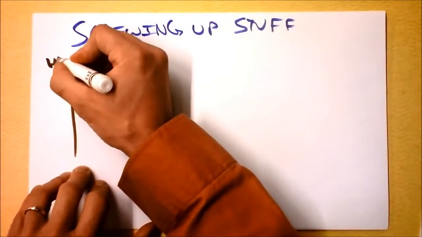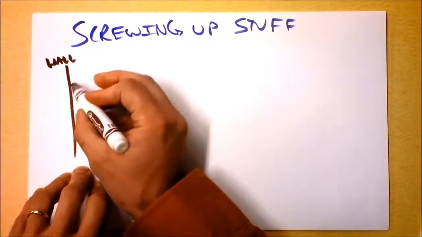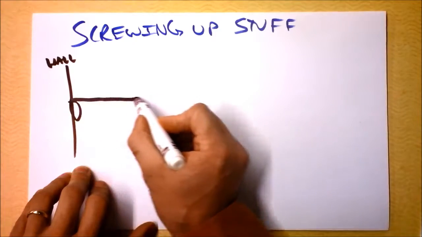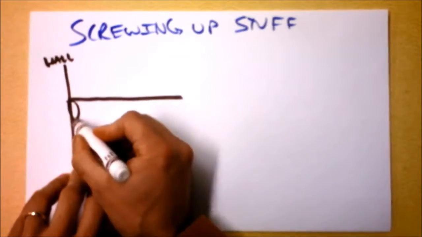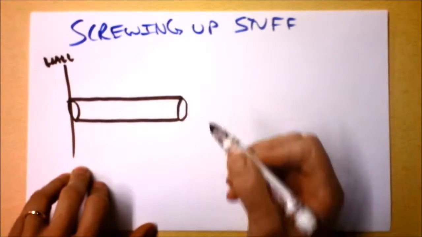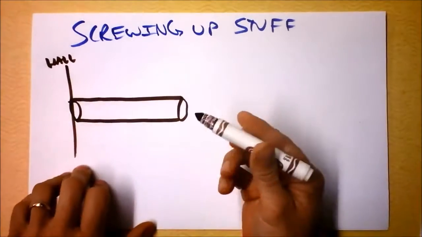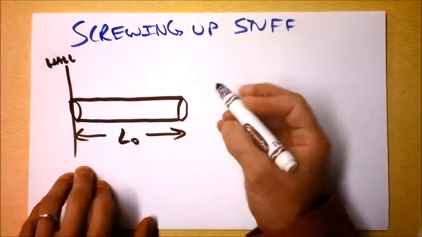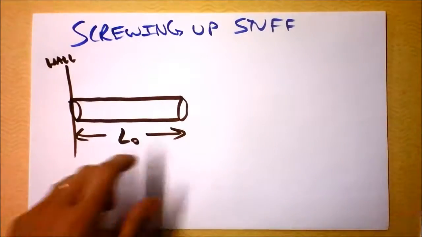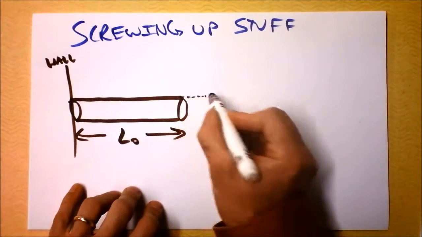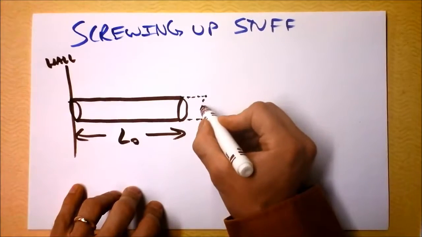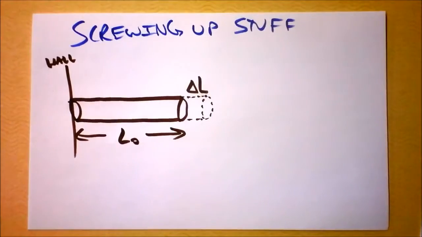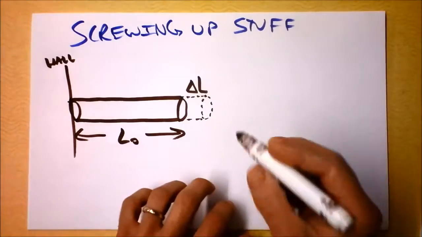Here's a wall. And I want to bolt a cylinder to it. So here's my cylinder of stuff that I'm planning to screw up. And I want to apply a force to this stuff. Well, it's starting out with an initial length of L naught. And I want to apply a force to it, and that's going to cause it to lengthen. And it will be here later on. And that change in length is what I'm going to be, well, presumably measuring or something.